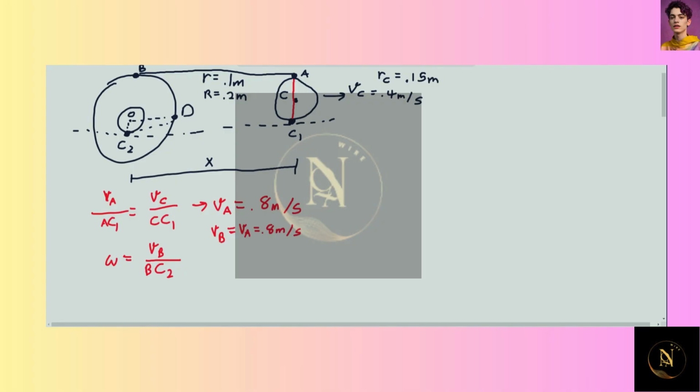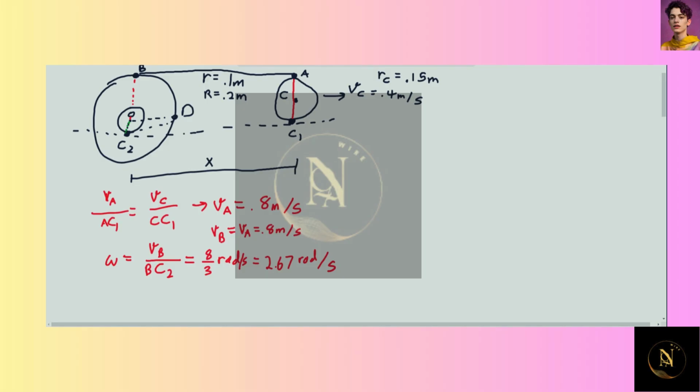Let me draw that a little bit clearer. The radius of the larger cylinder plus the radius of the smaller cylinder, which will be a total of 0.3 meters then. So this gives us an omega of 8/3 radians per second, or if you do not like fractions, that's about 2.67 radians per second. So we figured out what omega is.